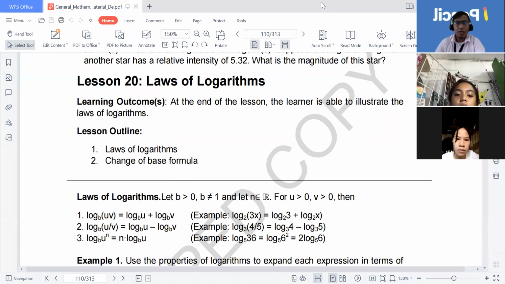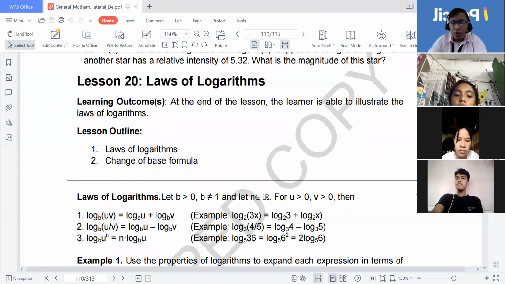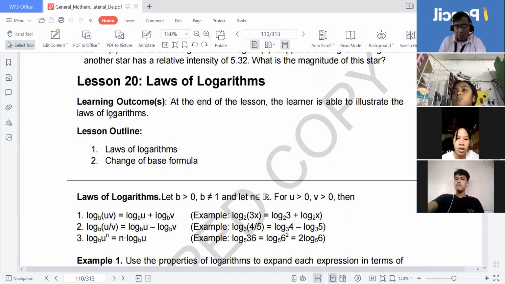Supposedly, we will not discuss it anymore, but I think there is a need because there is a part of your task that is not being mentioned in the video that I sent you last time. So we need to discuss a little bit about it. So let us start with the laws of logarithm.